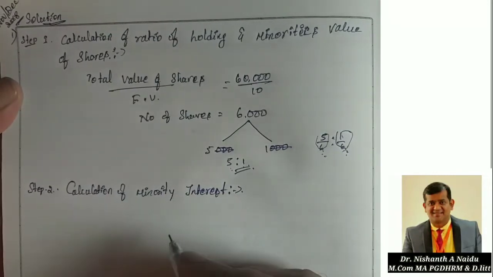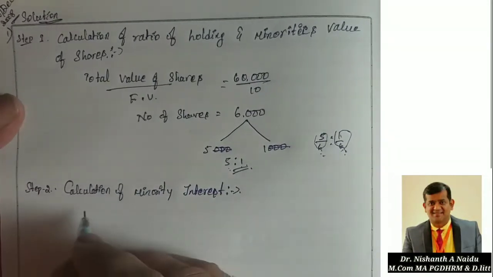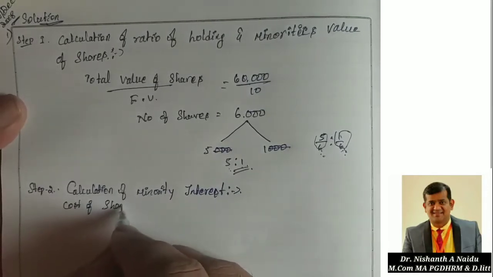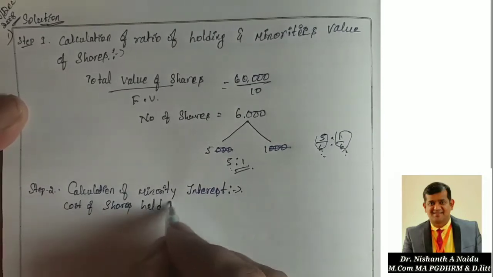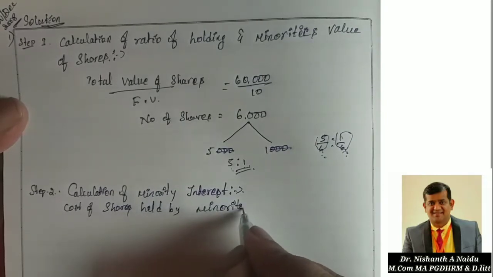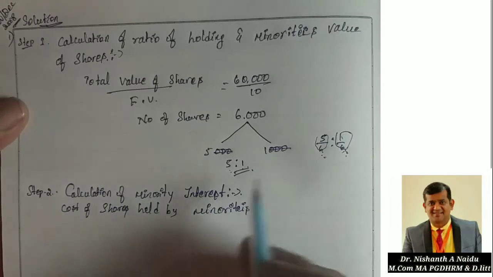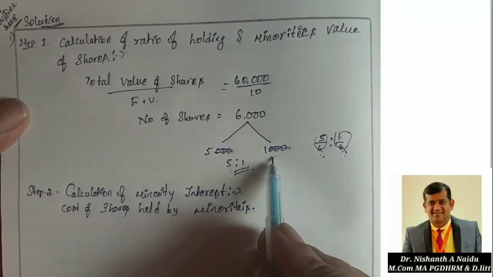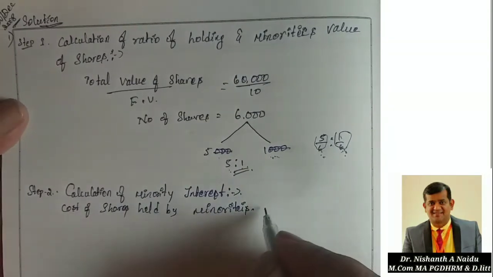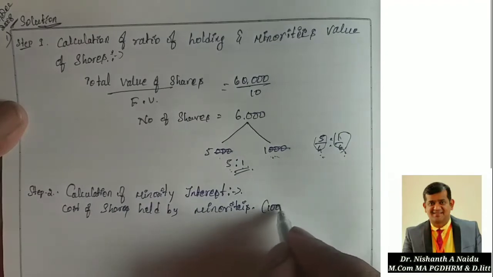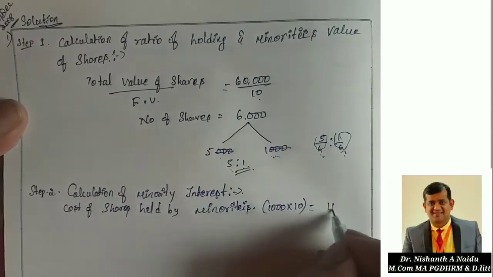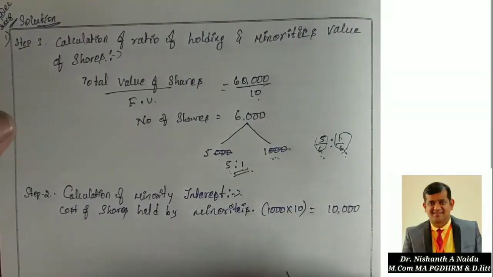Calculation of minority interest. Okay, so let us calculate the cost of shares held by minorities. So what is the number of shares held by minorities? Majority is 5,000, so minority is 1,000. Correct. So 1,000 shares into what is the face value? 10 rupees into 10. So that is equal to 10,000 rupees.